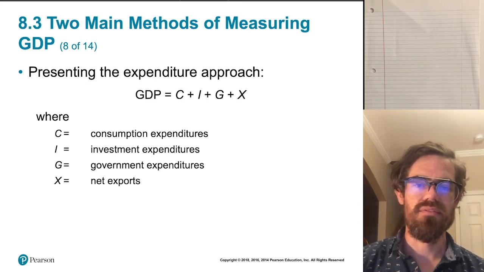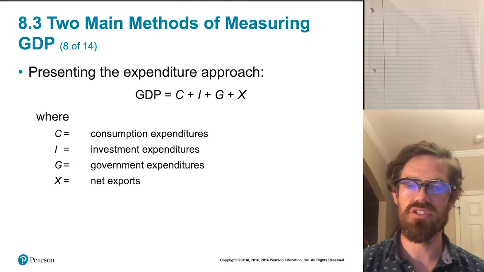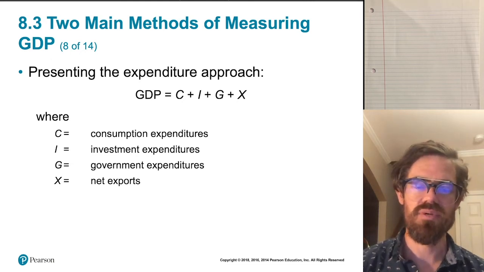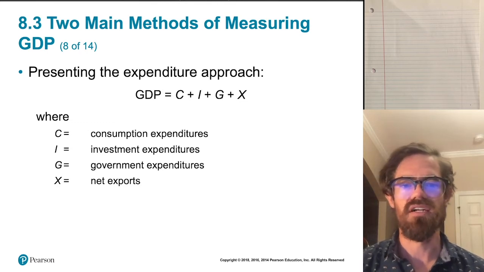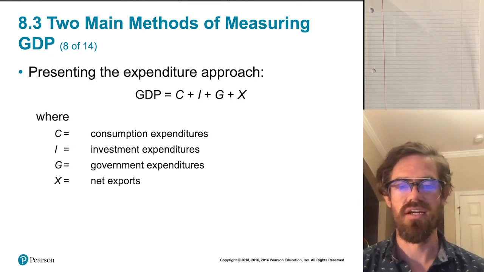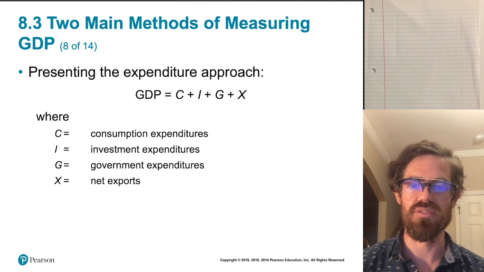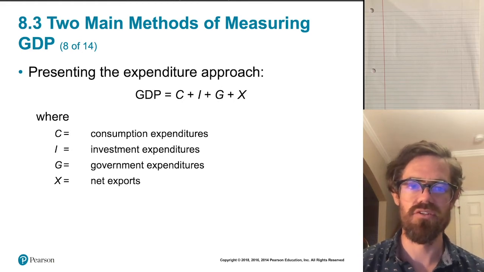All right, so now that we've seen all four categories of the expenditure approach, we can present our expenditure approach for calculating GDP, and it's pretty straightforward. Using the expenditure approach, GDP is just equal to consumption expenditure plus investment expenditure plus government expenditure plus net exports, which again is exports minus imports, or foreign expenditure. So that's the expenditure approach.